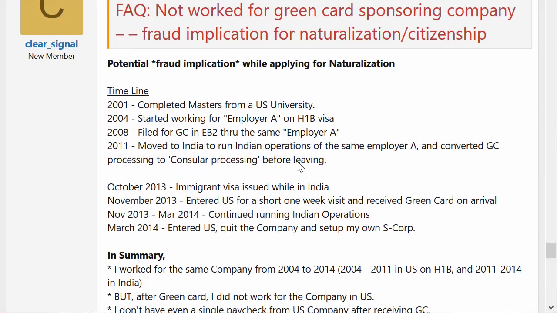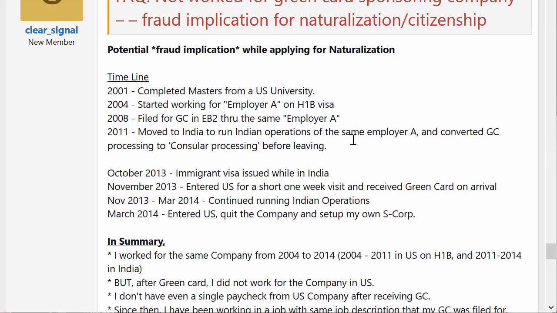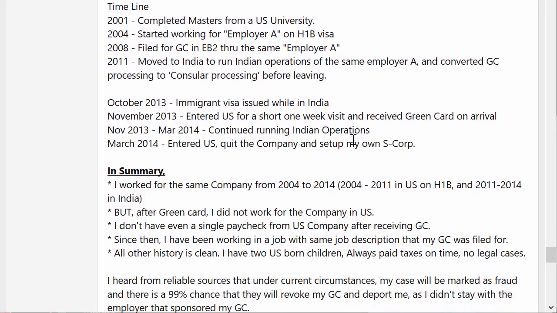Completed masters in 2001, 2004, employer A H1B, 2008, filed for green card in EB2 through the same employer, moved to India to run Indian operations for company A, converted green card processing to consular processing, then got my immigrant visa in 2013, entered USA for a short 1-week visit and received green card, continued running India operations. Then in 2014 came back.